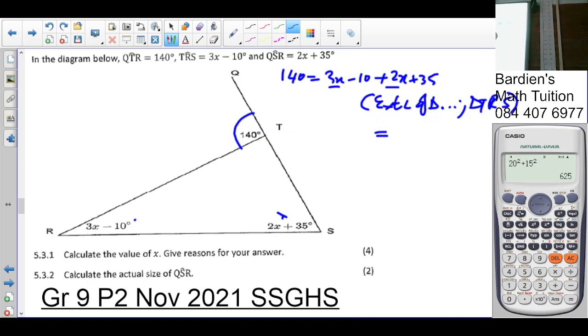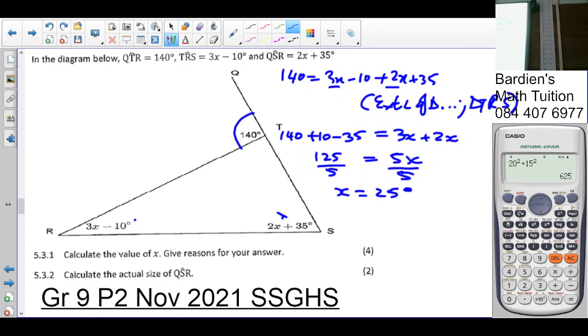So those are like terms. I keep x on one side, so 3x plus 2x equals 140 degrees plus 10 minus 35. Now you see the rules that apply to equations in paper 1 apply here as well. Okay. So 3x plus 2x is 5x. 140 plus 10 is 150 minus 35. It's 125. Correct? Divide by 5 both sides, so x is equal to? Is that correct?